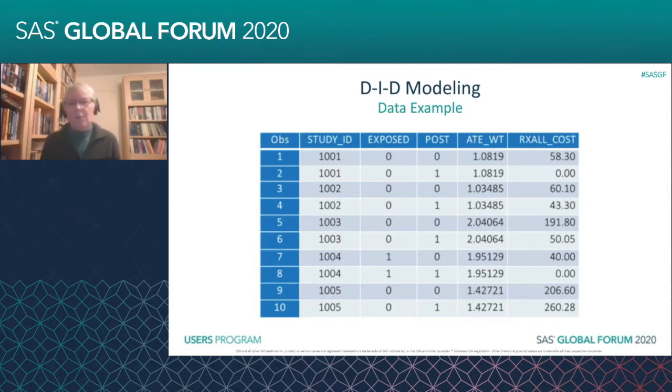I have my propensity score average treatment effect weights in a column, and then we have the overall cost for the year that the patient had in out-of-pocket costs.